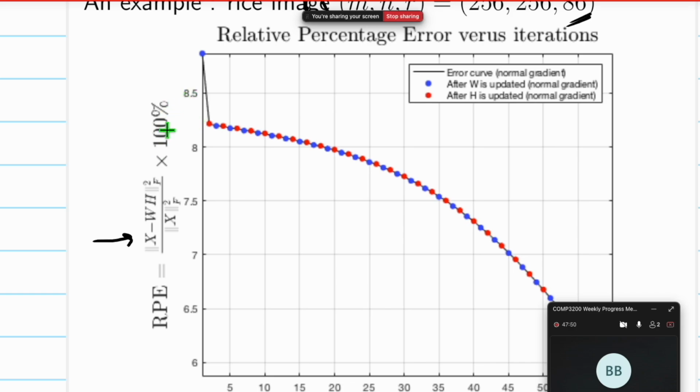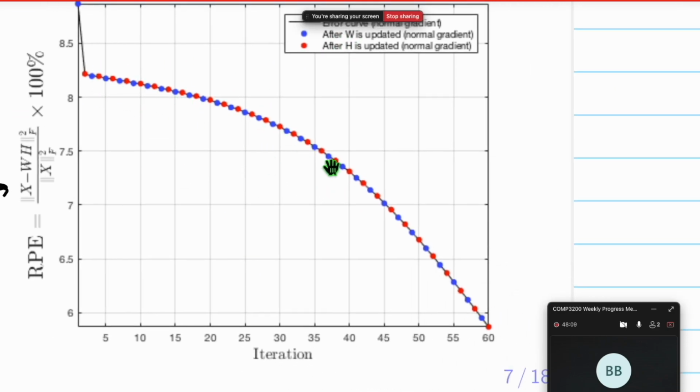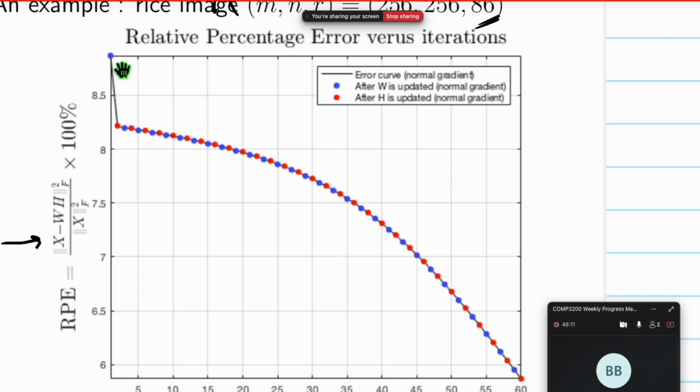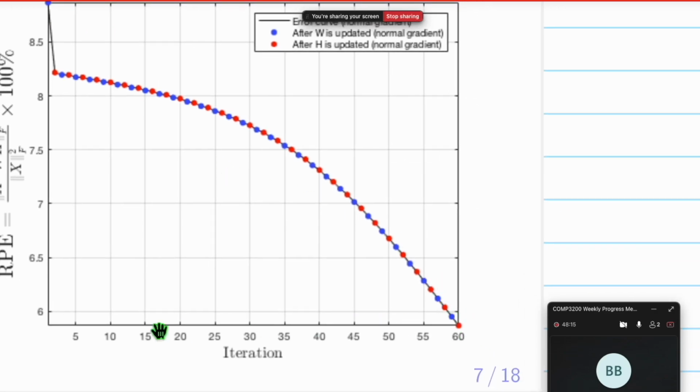So it's like how much is the error with respect to my image. This blue point means I update one iteration on W. Red point means I update on H. Now I plot everything. You see, everything is going down. So in the very beginning, the error is about 9%. After I run 60 steps, it goes down to 6%. Error from 9 to 6.